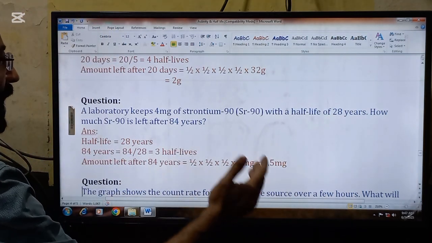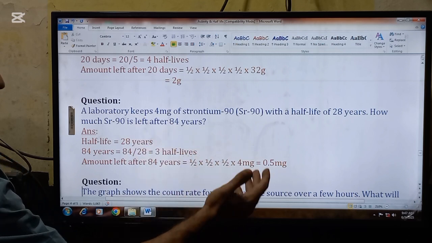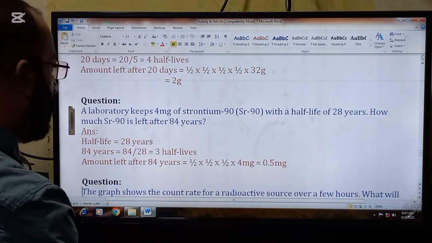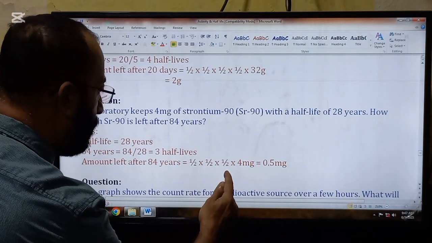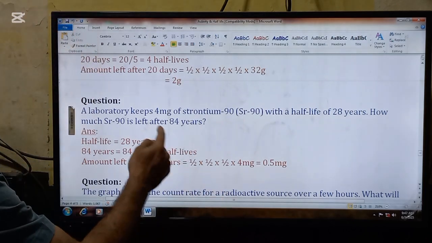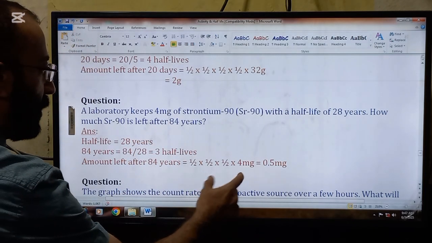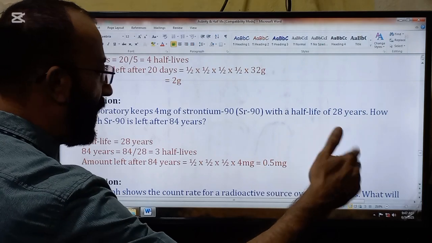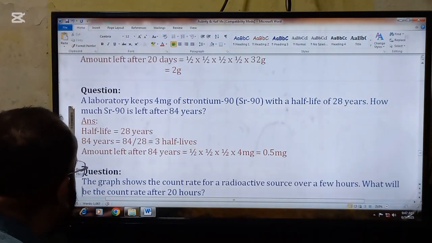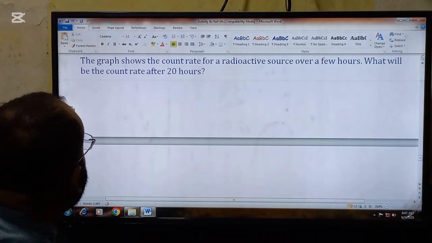So it means in 3 half-lives, we are required to find the mass of the strontium. So 1 by 2 into 1 by 2 into 1 by 2, because 3 half-lives are there, and the initial mass was 4 milligrams. So solve it on the calculator. That is the answer that will be left after 3 half-lives.